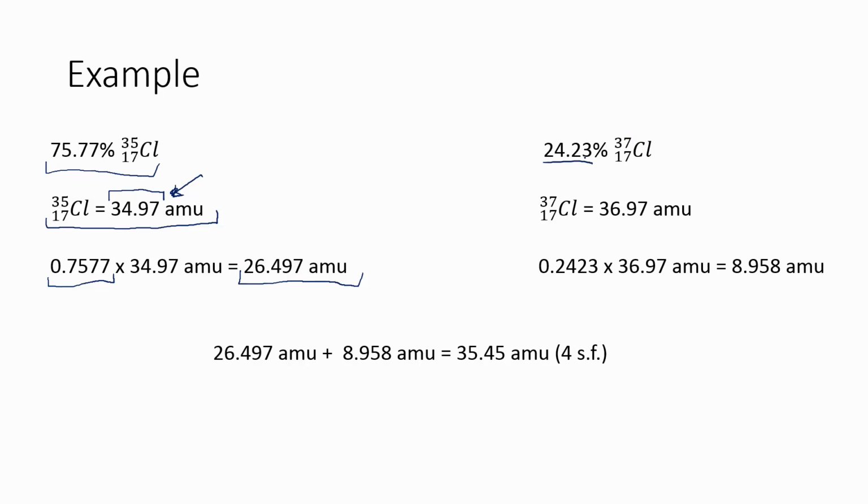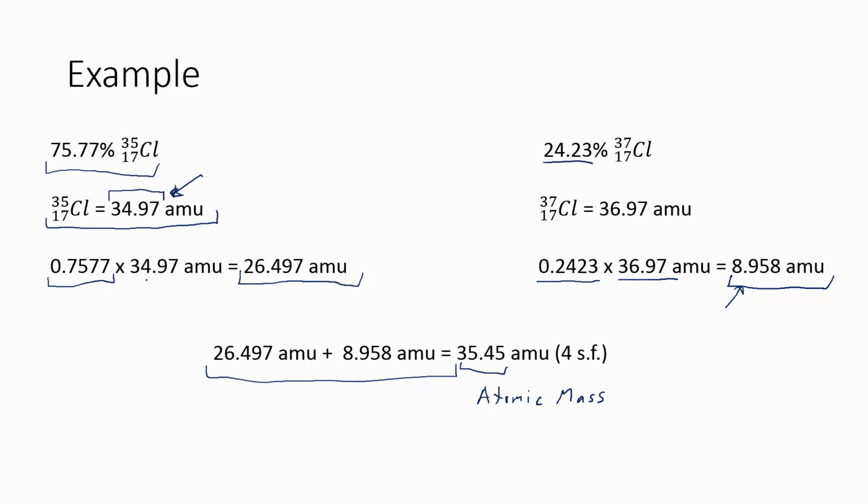Now, chlorine 37 is 36.97 atomic mass units. We are going to do the same process where we multiply that fraction of chlorine 37 times the mass of chlorine 37 and find that this particular species at that natural abundance level is contributing 8.958 atomic mass units to the atomic mass of a chlorine sample. So we just add those two together. What we get is the combined weighted average, and we refer to this as the atomic mass.